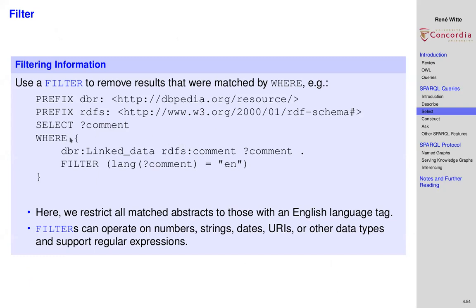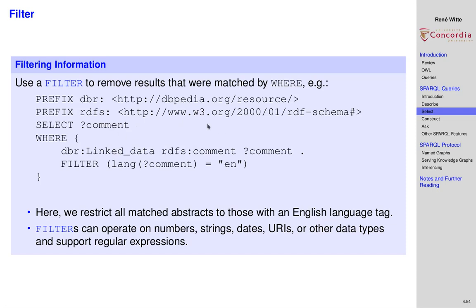So here in the where clause, we are matching a number of triples, and then using the filter, we're going to remove some of those matches. So if you look at this example here, again, we are querying DBpedia, and we are querying the URI that talks about linked data. In there, we have an RDFS comment. And as you remember from last time from the worksheet, the comment can have a language tag in multiple languages.